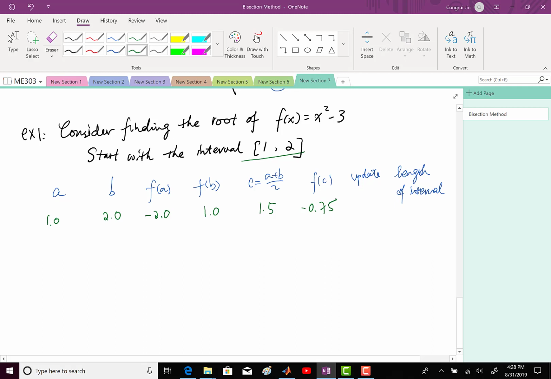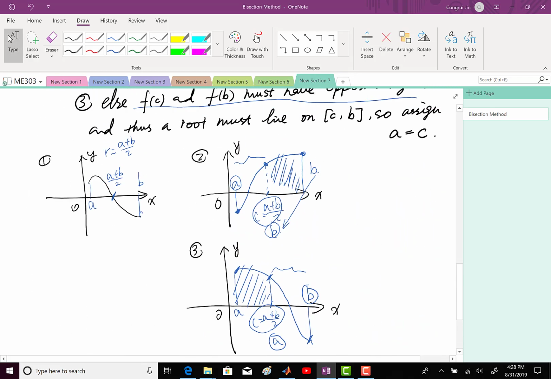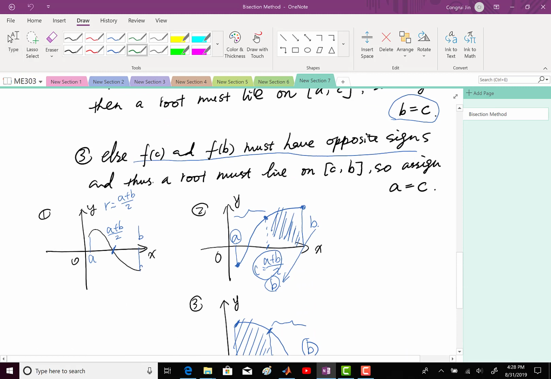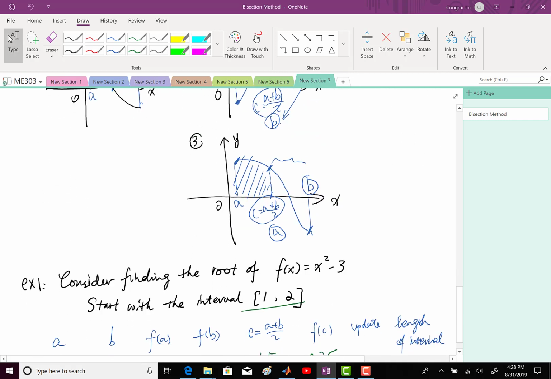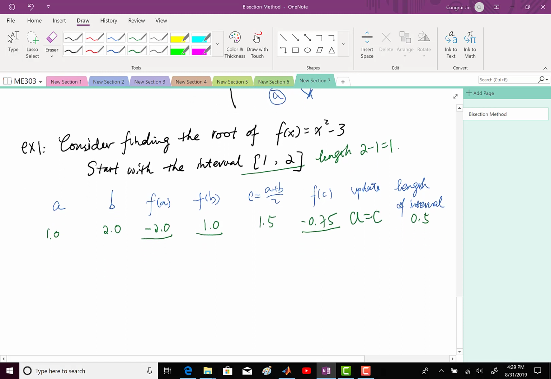Then we can update. You can see FA is negative, FB is positive, FC is negative. So which scenario is this? FB and FC have opposite signs, right? So it's scenario 3. We need to assign the value of C into the variable A. So the length of this interval then shrinks by 1/2. Initially the length is 2 minus 1 equal to 1, right? So if you shrink by 1/2, you get 0.5.